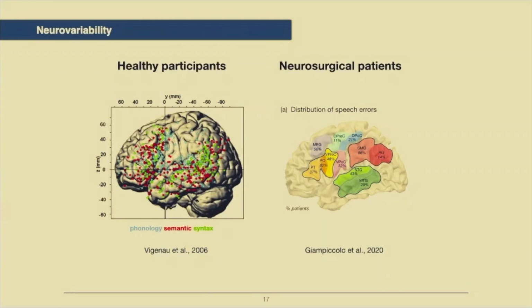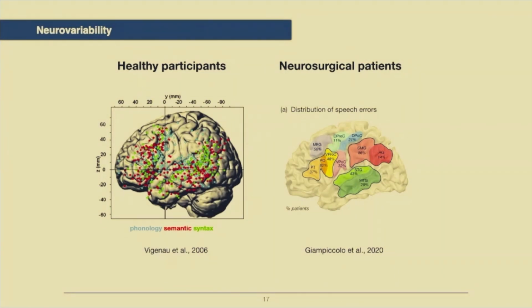And then bringing this back to language, what you see here is the variability in functional activations when fMRI studies probed phonology, semantics, or syntax, so word meaning or grammatical structures of sentences, for example. And you can appreciate from this figure here that the activations extend far beyond classical Broca's and Wernicke's area.